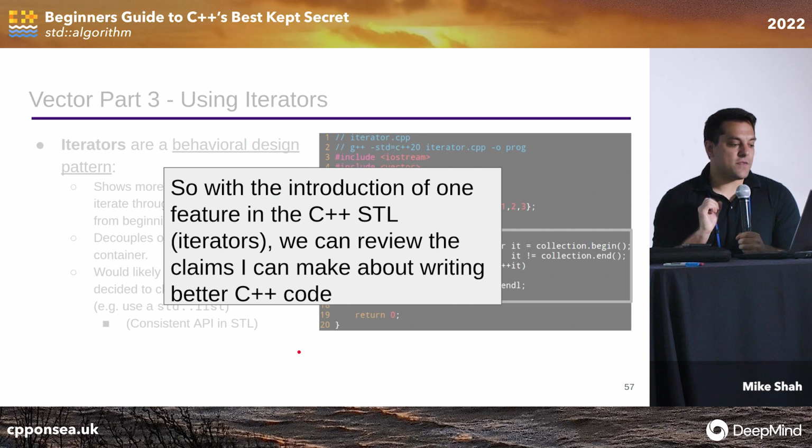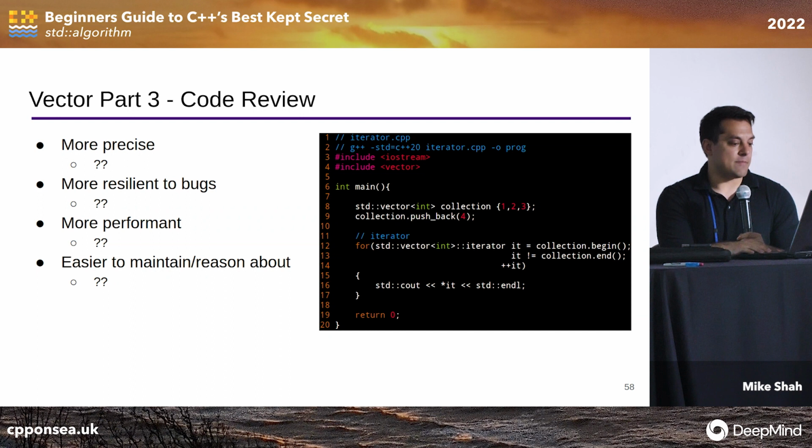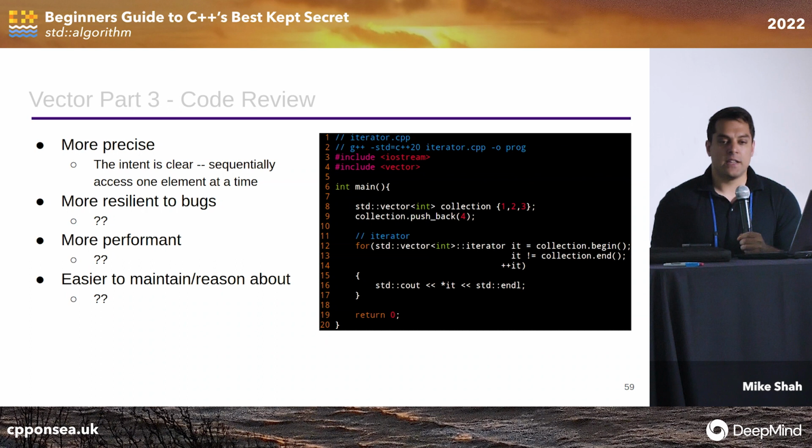All right, so with the introduction of just one feature in C++, albeit a very big feature, iterators, an important part of C++, let's go ahead and review some of the claims I made about writing better C++ code by taking you down this other journey. So is our code more precise? Well, the intent is clear. We're sequentially accessing one element at a time. We also didn't really have to worry about things like size_t versus unsigned int and all these, I won't call them trivial because they are important, but these little tiny details. I'm more just thinking about the range of computation. Okay, is this more resilient to bugs?